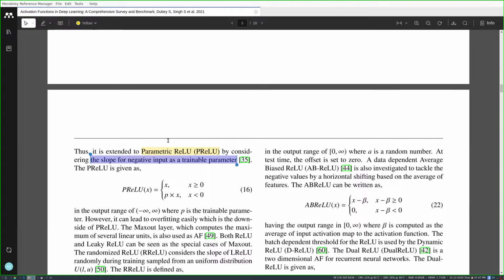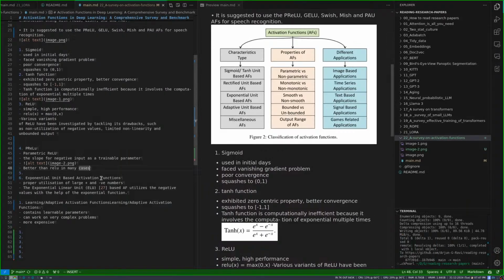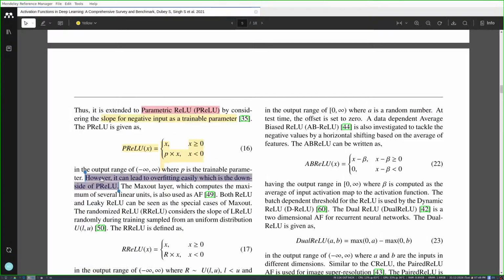So the output range is minus infinity to infinity. A is a trainable parameter. However, it can lead to overfitting easily. Okay, why? Oh, because it's really good, huh?